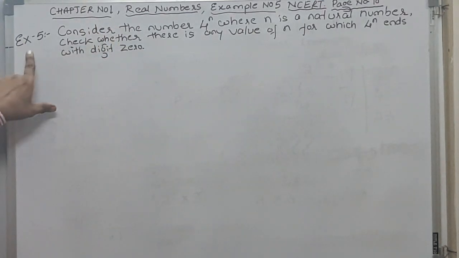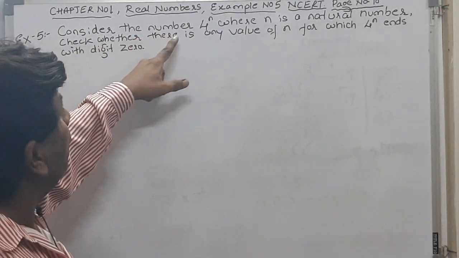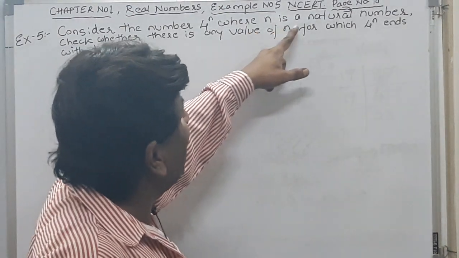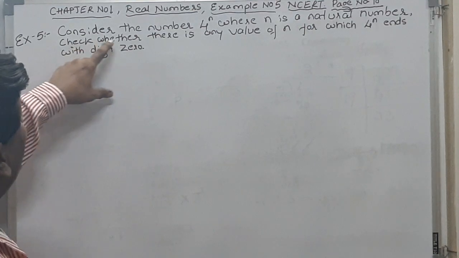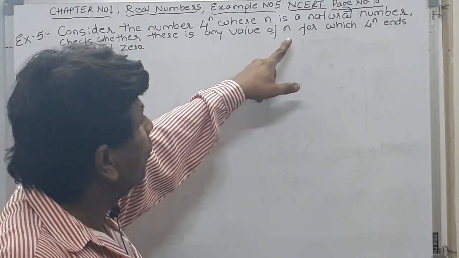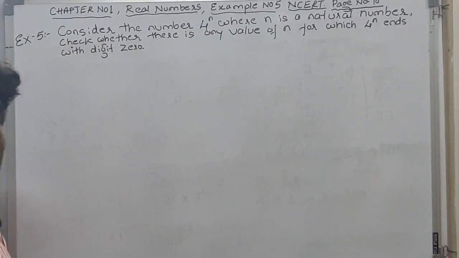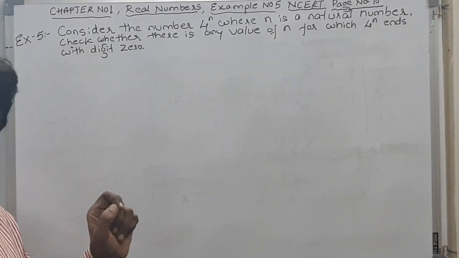In that, Example 5, the example he had given: consider the number 4 raised to n, where n is a natural number. Check whether there is any value of n for which 4 raised to n ends with the digit 0. So friends, do you understand the problem first?